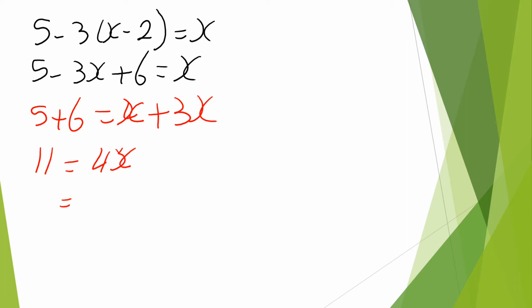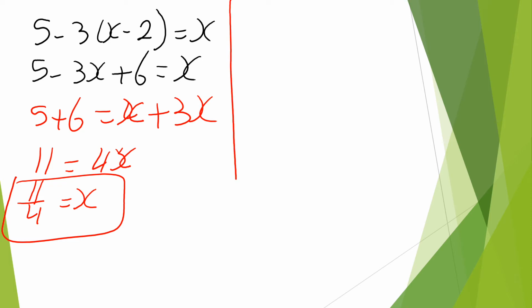So now, when you rearrange, you always do reverse operations. So there is 4x. So 4 times x, the opposite of 4 times x is divide. So that's why we will divide this side by 4 to get only x on this side. So that's your final answer: 11 over 4 equal to x. Okay, next question.